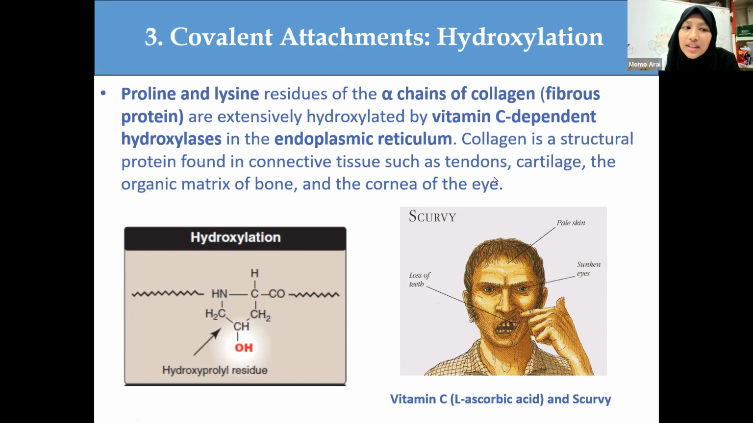So again, the amino acids that can undergo hydroxylation are proline and lysine. There are enzymes called hydroxylases. They add an OH group to these amino acids, and that's why lysine can be called hydroxylysine, because you have an OH group attached to it. And when you attach an OH group to the proline residue, you get hydroxyproline.